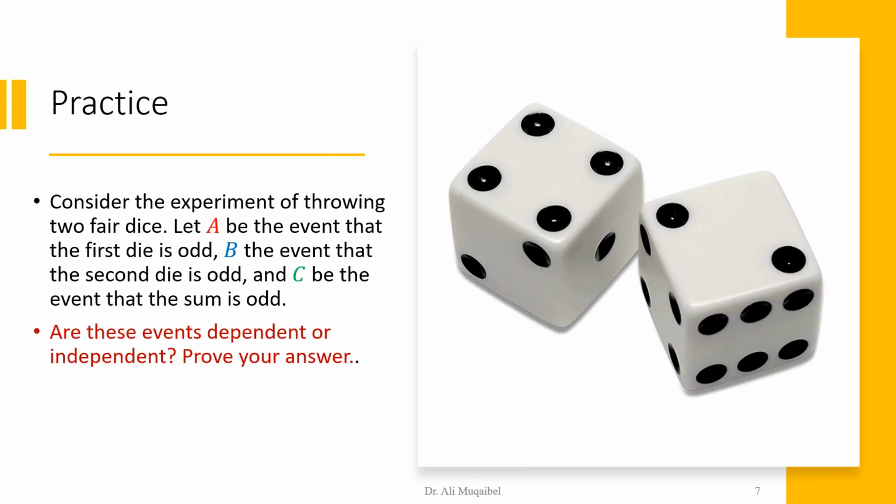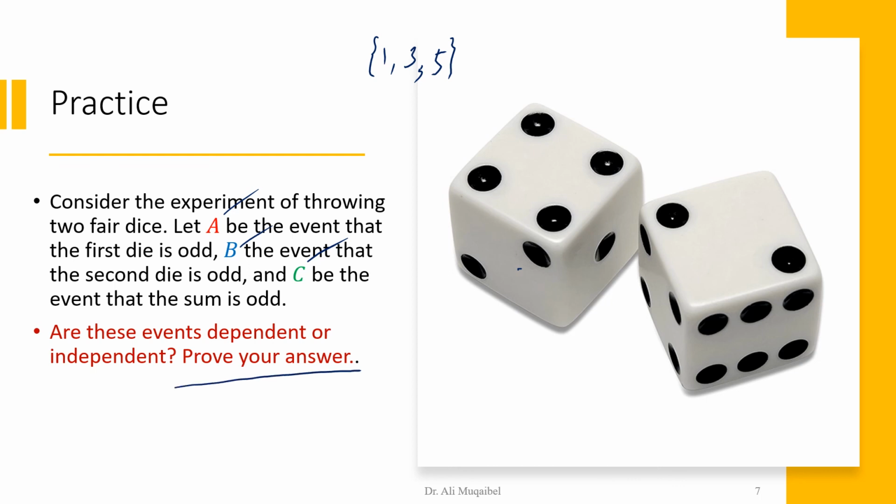Now let's conclude with the following problem. Please write your answer down in the comments. It says, consider the experiment of throwing 2 fair dice. Let A be the event that the first die is odd, B the event that the second die is odd, and C be the event that the sum of the two numbers is odd. You can write this into a matrix, of course. So odd means we have either 1, 3, or 5. You can look at all scenarios, define A, define B and C, and then tell me whether they are dependent or independent and prove your answer.